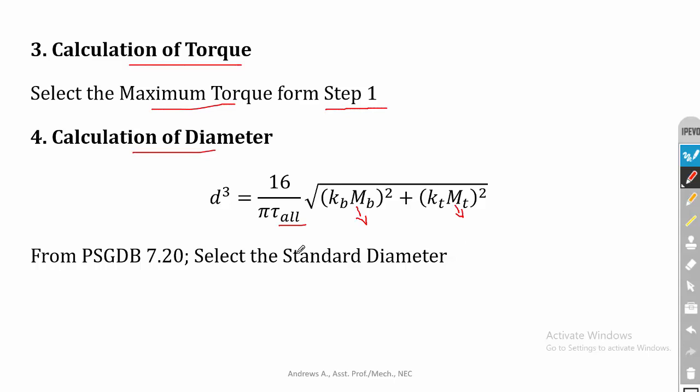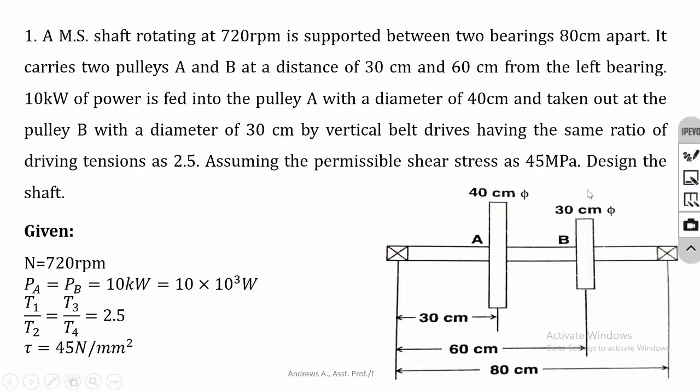If the material property is given in the problem, then you can take that. If it is not given, then you can assume any one of the materials and select the material property from PSG data book page number 1.9 and substitute it here. Finally, after calculating the diameter, you can refer PSG data book page number 7.20 and by using the R20 series, you can standardize the calculated diameter. So this is the procedure for designing the shaft when it is subjected to both bending and twisting moment.